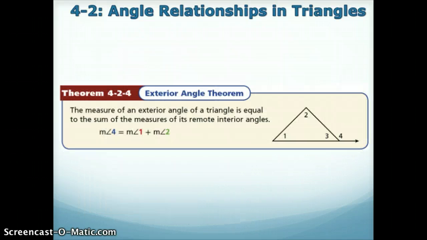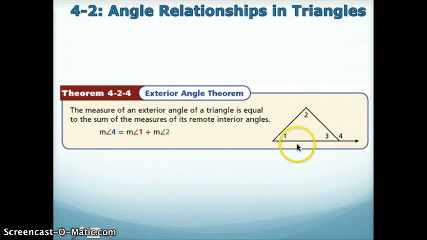So when we have exterior angles, we have a theorem that goes along with it. The exterior angle theorem says that the measure of an exterior angle is always equal to the sum of the measure of the remote interiors. So if I want this angle on the outside, I can also say that it's equal to 2 plus 1.